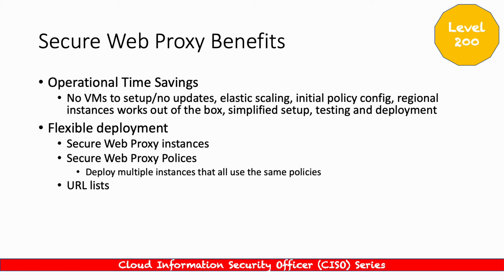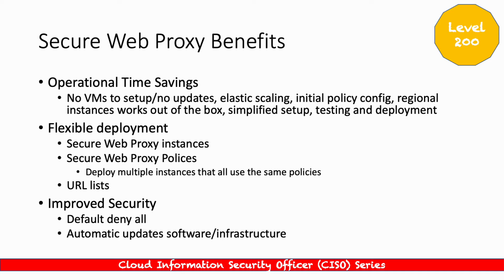The secure web proxy also gives us an immense amount of flexible deployment options. We have the instances, the actual proxy instance we're generating, and the policies that go on the instances. We can deploy multiple instances that all use the same policies to different locations. So there are various permutations: different policies with different instances, or same policies with different instances. And obviously, we can define URL lists. Think of this as whitelisting traffic.